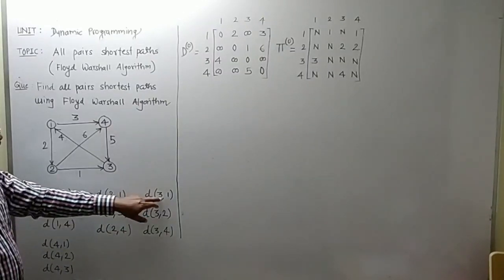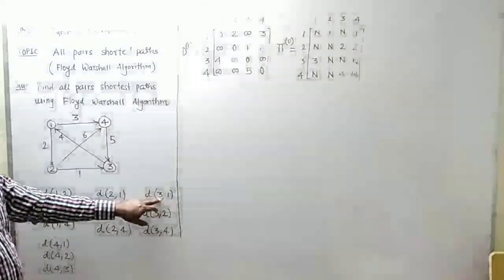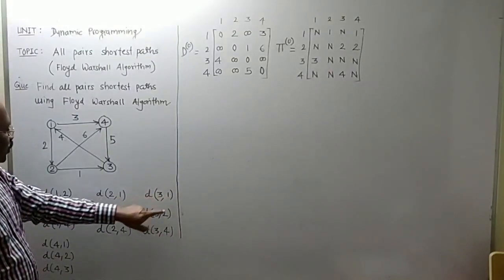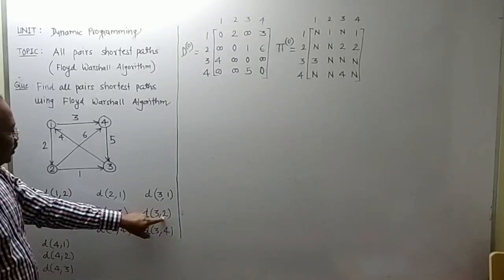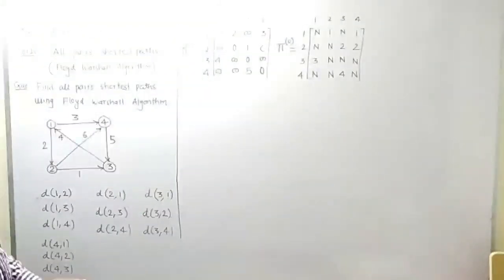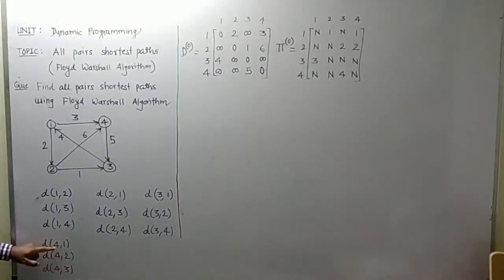Then consider 3 as a source vertex. From this, 3 to 1, what is the shortest path? 3 to 2, what is the shortest path? 3 to 4, what is the shortest path? Now consider the vertex 4 as a source vertex. Then distance from 4 to 1, what will be the shortest path? Then from 4 to 2, what will be the shortest path? From 4 to 3, what will be the shortest path?